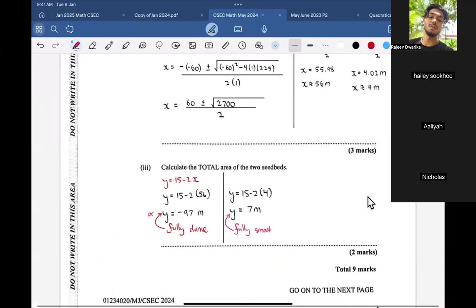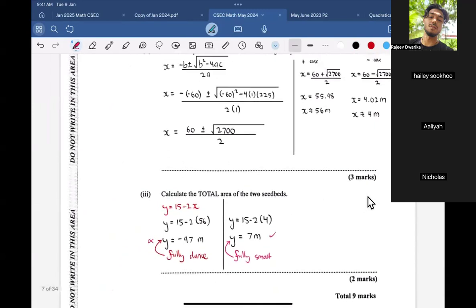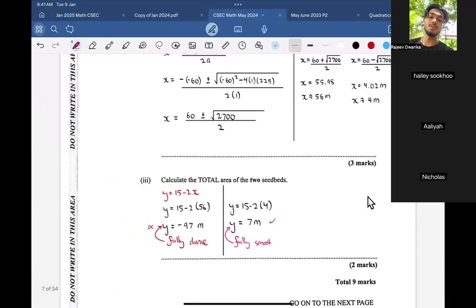So this is wrong. It's correct. What I'm trying to say is that anytime they get a negative value for distance, you don't use that answer. So we're not going to use the 56 meters. We are going to use the 4 meters alone. So when we want to find the total area, look at what's going to happen.